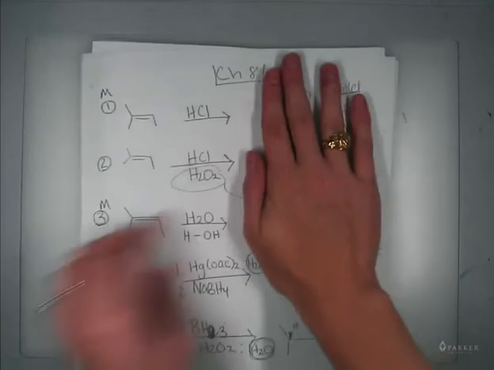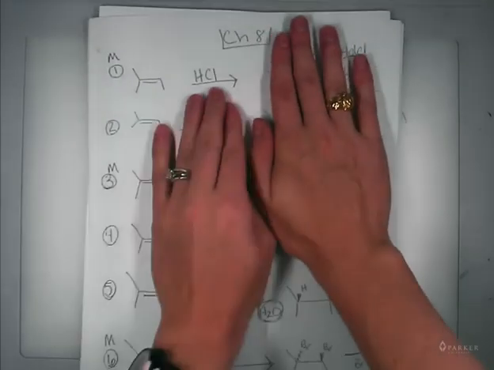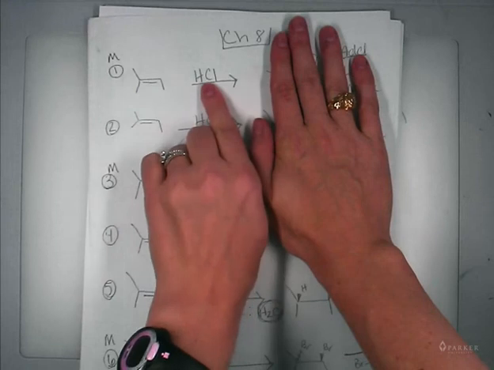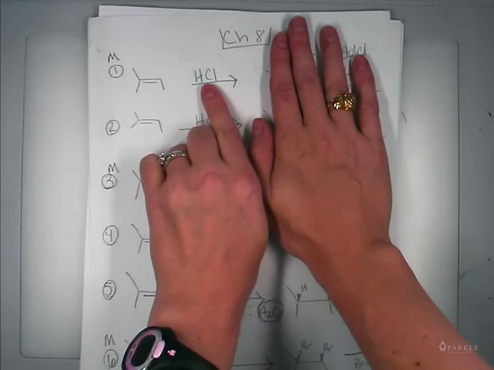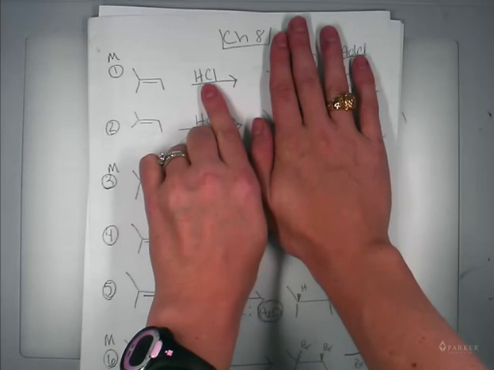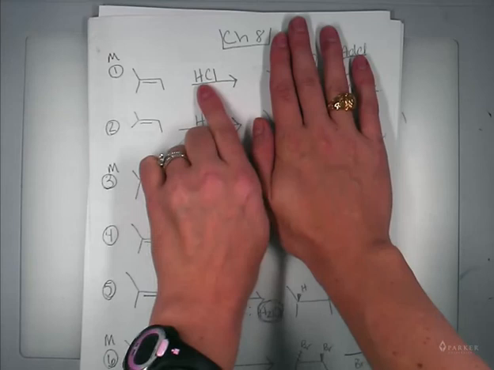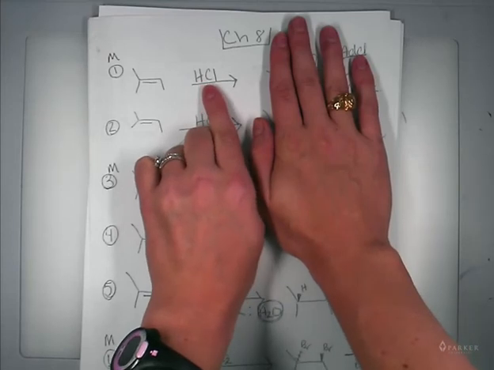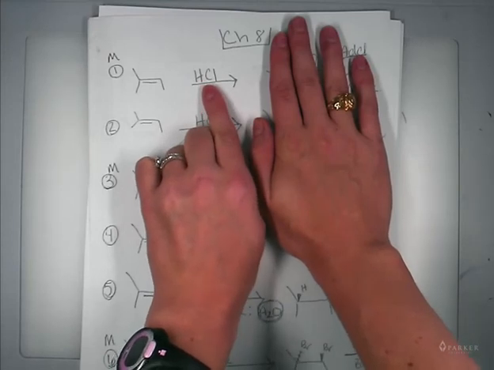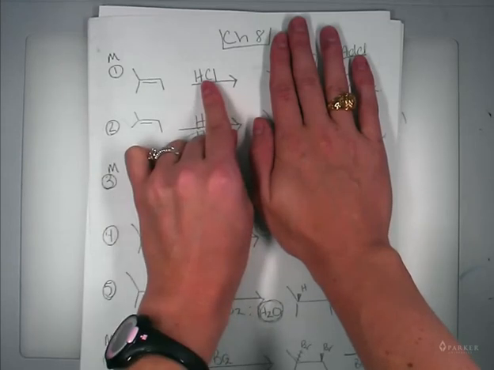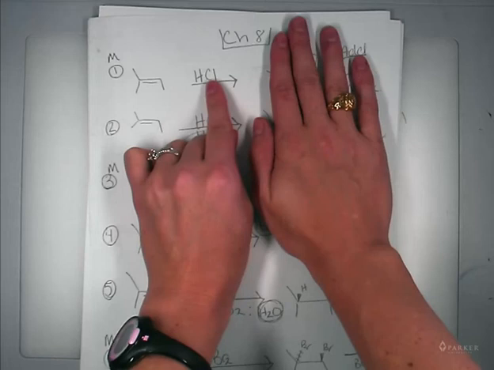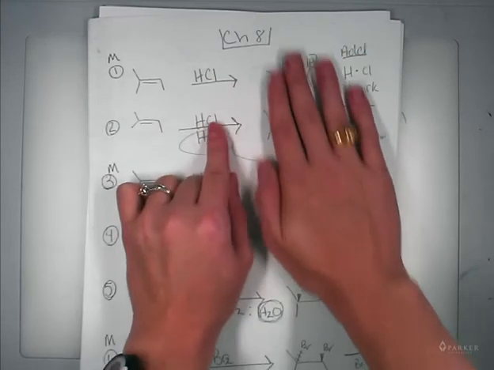Okay, reviewing this really quick. We have this one right here. What goes over the double bond? What are we adding? H and Cl, because that's what's over the arrow. Is this Markovnikov or anti-Markovnikov? Markovnikov. So that means the chlorine will go to which side? The larger side, the left.